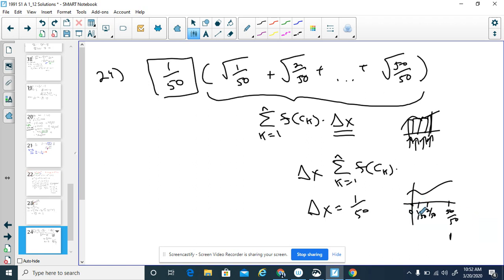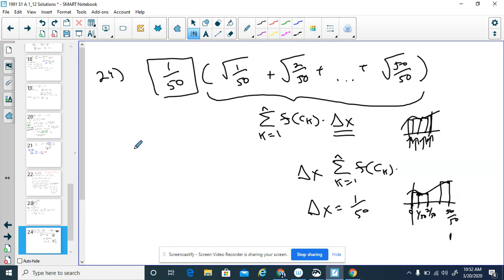Okay. Now notice I started at 1/50th, right? Well, that might be because I'm doing a Riemann sum approximation where the height of that first rectangle is right there. And then the height of this next rectangle is right there, and so on and so forth until the height of that last one is right there.